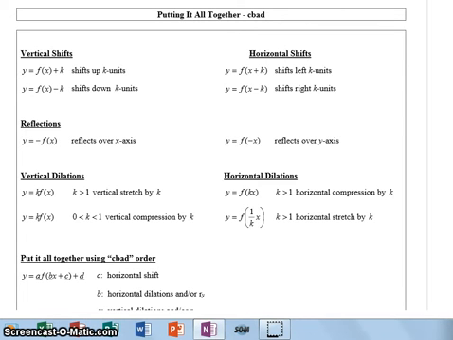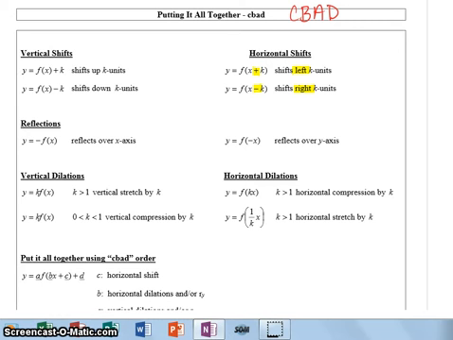Unit 4, Day 5. Today's lesson is about CBAD, putting it all together. Throughout this unit, we have learned how to shift things horizontally, left and right. And remember, it went opposite. If it said plus, we moved left. If it said minus, we moved right. So that's right here. Those are your horizontal shifts. Those were opposite signs.